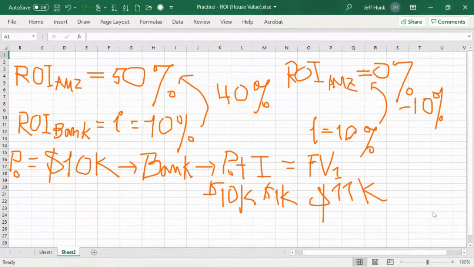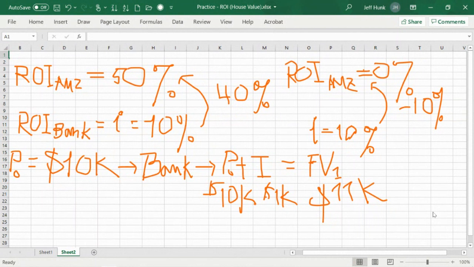If the return on investment in Amazon was 0%, the bank still has to pay out, give you interest of 10%. So actually, the bank will suffer from a negative 10% return. Make sense? Yes or no? Yes. It's not really anything serious just yet.